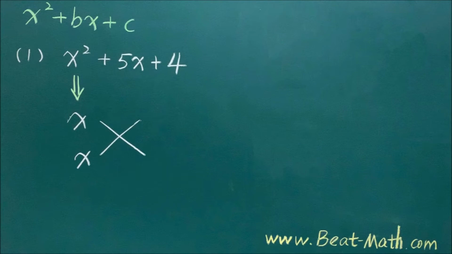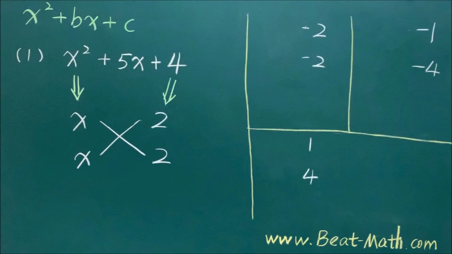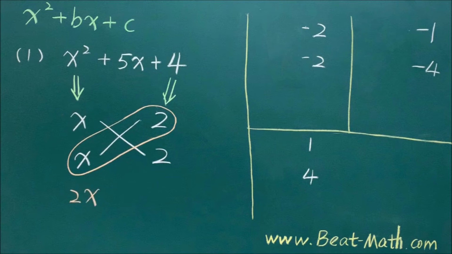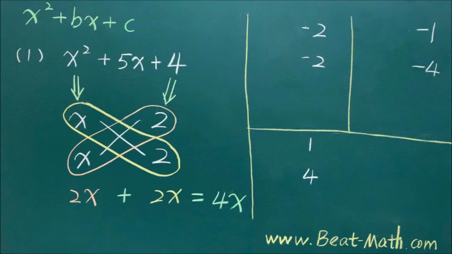Here, the 4 can be the product of 2 and 2, negative 2 and negative 2, negative 1 and negative 4, or 1 and 4. Then we get the products. This pair, x times 2 is 2x. This pair as well, x times 2 is 2x. We add 2x and 2x together, we get 4x. 4x is not equal to 5x, so this way doesn't work.